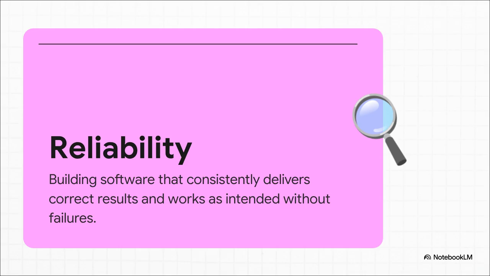Okay, so if availability is about being up, reliability is about being correct. Here's the best way to think about it. An ATM is available if the screen is on, but it's only reliable if it gives you the right amount of cash every single time. A system that's always on but gives you the wrong answer or fails to save your work might be available, but it is completely unreliable and useless.